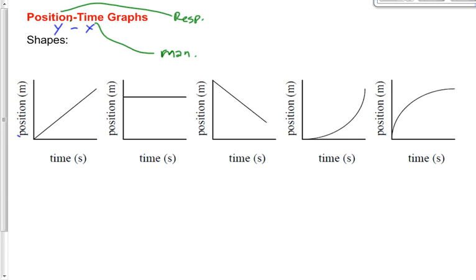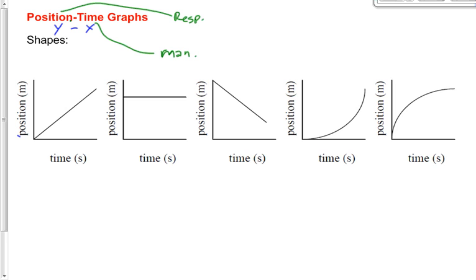Now, each of these graphs show data for position versus time, but they show 5 different shapes. What I want to do right now is go through what each of these shapes mean. And I want you to know them, but I don't want you to memorize them. I don't want you to remember them. I want you to think every time you see a graph, what does this mean? Because you understand the shape of the graph.